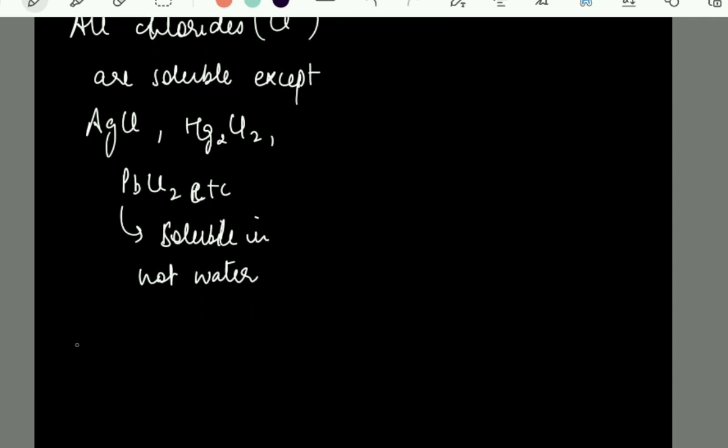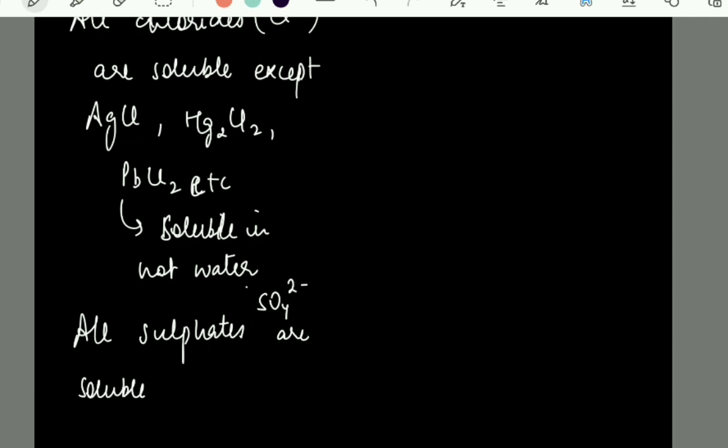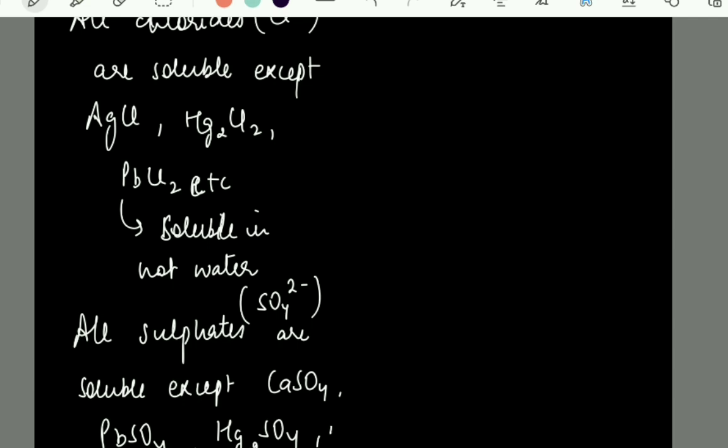Then all sulfates are soluble. Now sulfates are SO4 minus. These are soluble except CaSO4, calcium sulfate, lead sulfate, PbSO4, Hg2SO4, Ag2SO4. These are there.